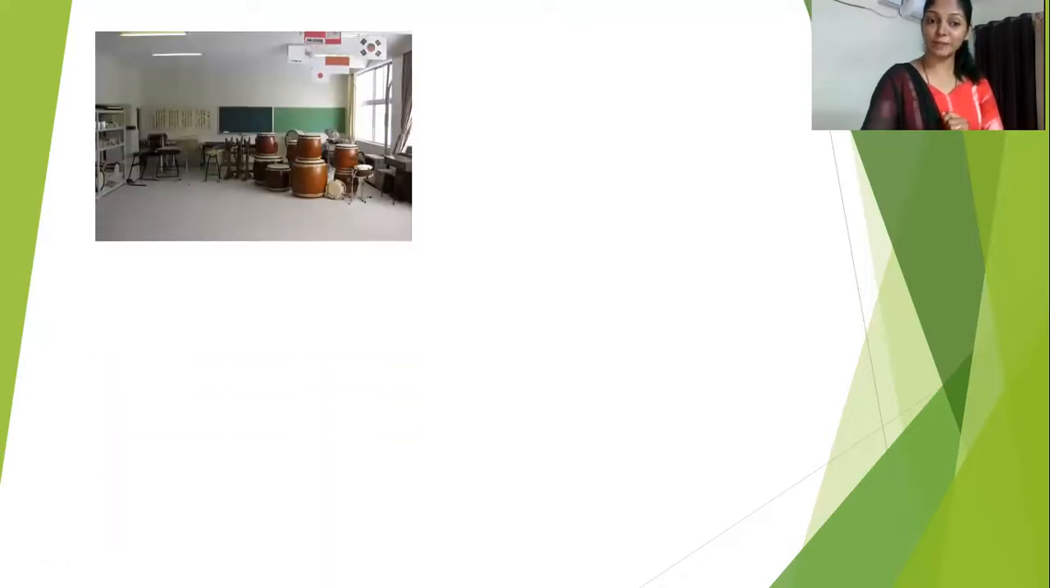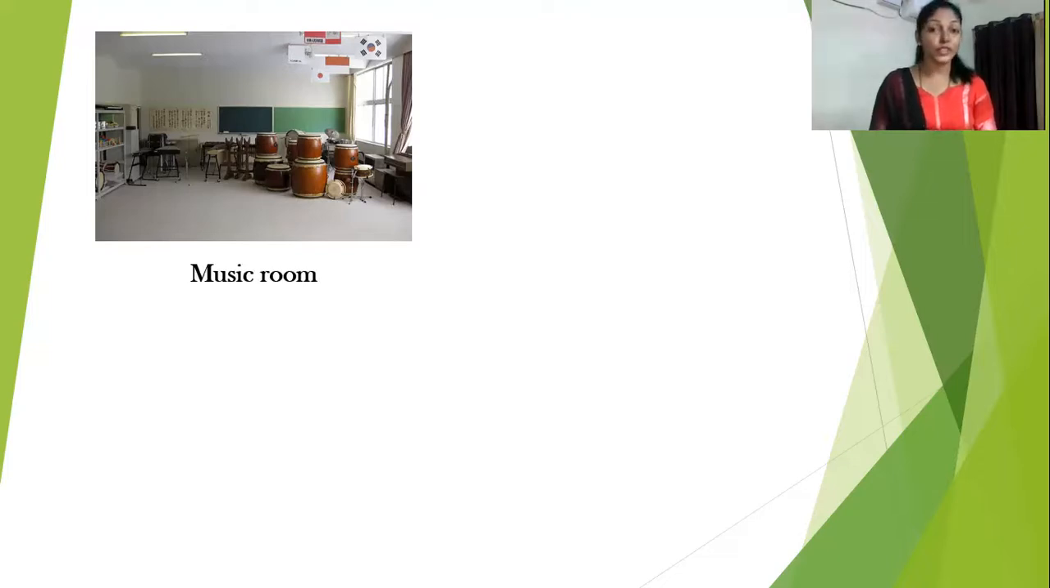Yes. So in this picture, are you able to identify which room it is? Yes. You can see the musical instrument, isn't it? So this is a music room where the students learn music. They learn to sing different types of songs. They learn to play different instruments, right?